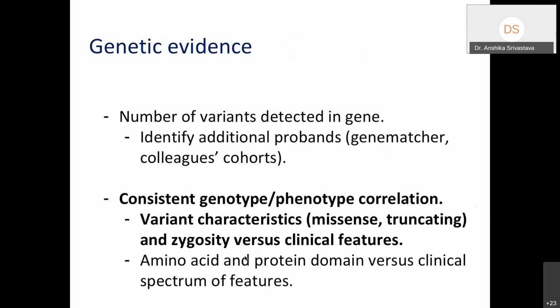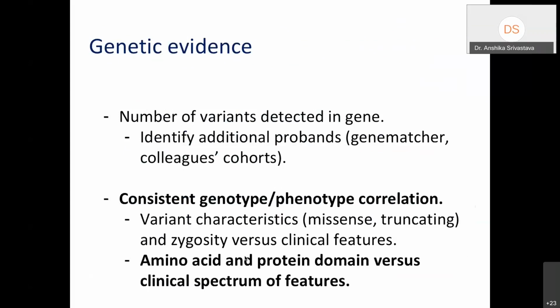So we proved it. We showed that, looking at variant characteristics, missense versus missense truncating, the missense variants had moderate microcephaly and the compound heterozygous variants had intermediate phenotypes of microcephaly. So now we want to look at amino acid and protein domain versus the clinical spectrum of phenotypes.